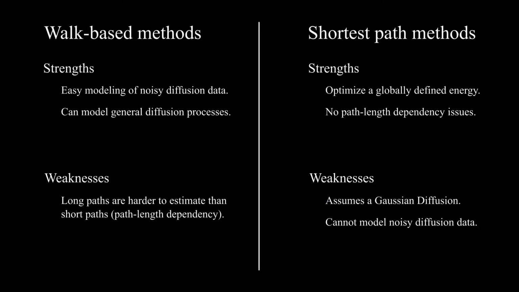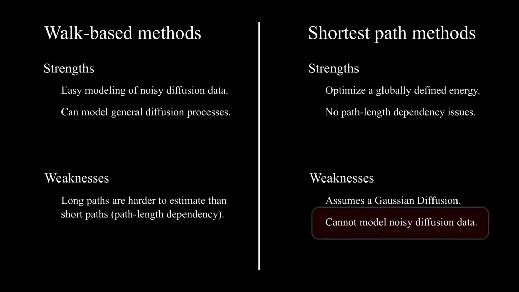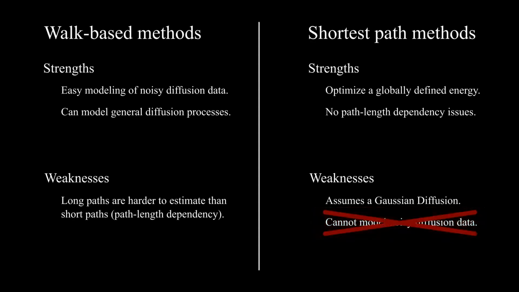Walk-based tractography methods make local decisions about the shape of the most likely diffusion paths. In contrast, shortest path methods optimize a globally defined energy for the most likely diffusion path connecting known endpoints. Both walk-based methods and shortest path methods have strengths and weaknesses depending on the application. Shortest path methods are generally unable to model the noise in the data. Here, we show how to extend shortest path methods to handle noisy diffusion data.